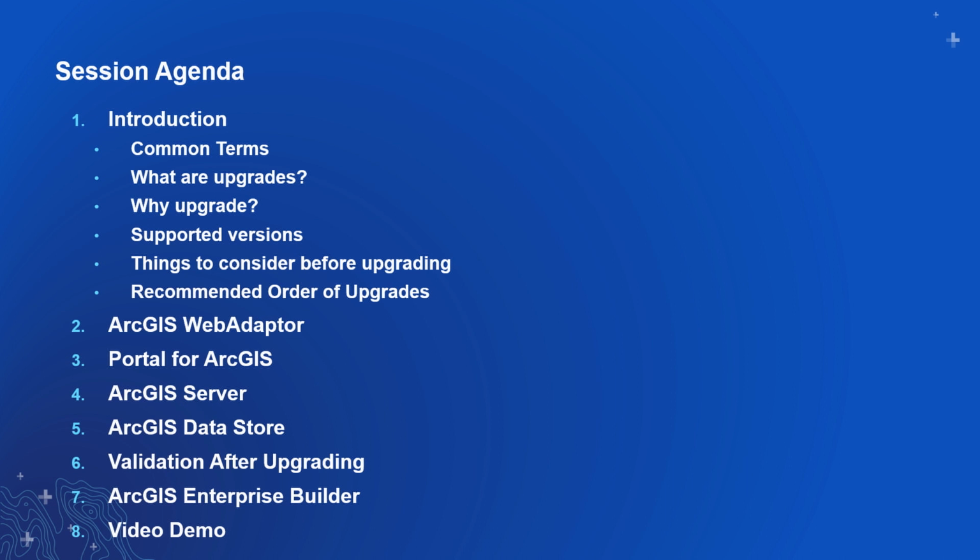And today we're going to be discussing some common terms with upgrades, what upgrades are, why you should upgrade, the supported versions that you can upgrade from and to, some considerations to take before performing the upgrade. Then we'll talk about the recommended upgrade process. And then we'll talk about each component of Enterprise and the upgrade experience for Web Adaptor, Portal for ArcGIS, ArcGIS Server, ArcGIS Data Store. And then once we've talked about the upgrade experience, we'll talk about some validation checks that you can do after the upgrade is complete so that you ensure that the upgrade was a success. And then we'll talk a little bit about ArcGIS Enterprise Builder, the upgrade experience with that, and then we'll conclude with a video demonstration of the upgrade.